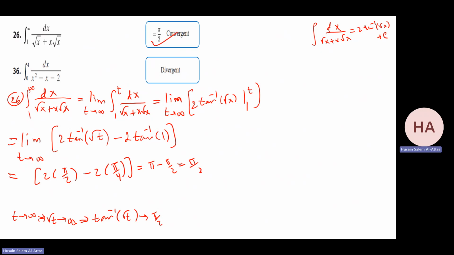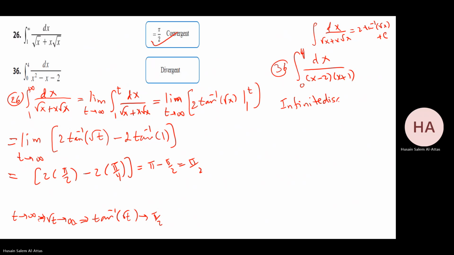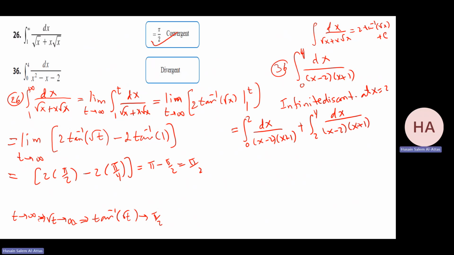Okay, next one. Let me try to squeeze it here. Integral from 0 to 4 dx over, let me factor this one, x minus 2 times x plus 1. Is it? Yes. So I have an infinite discontinuity at x equal to 2. So we'll do this integral as 0 to 2 plus 2 to 4.